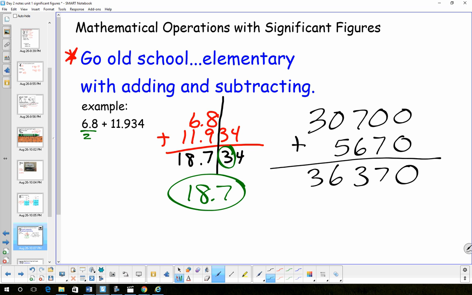What's the last place they both have in common? Is it the ones place, the tens place, the hundreds place, the... That's the last place they have in common. They both have a number that's significant at that place. So I look at this number that's past it, and it is bigger than 5, so I'm going to round up. So I'm going to report 364, right? No. Because that doesn't tell me how big it is. I have to replace these things with zeros.